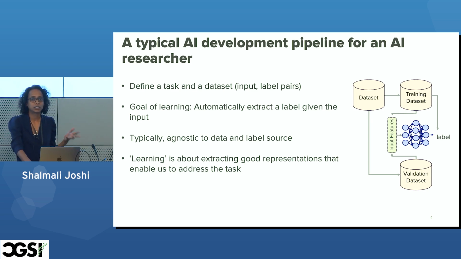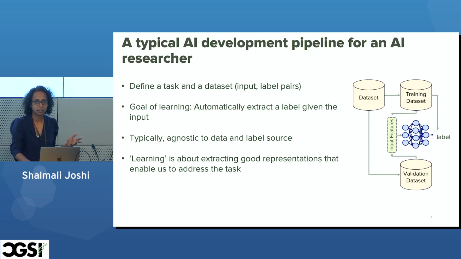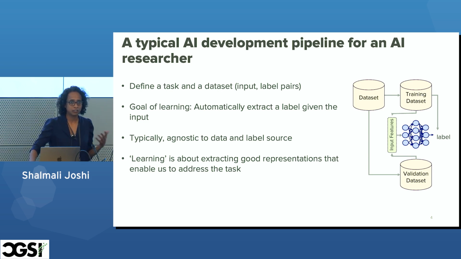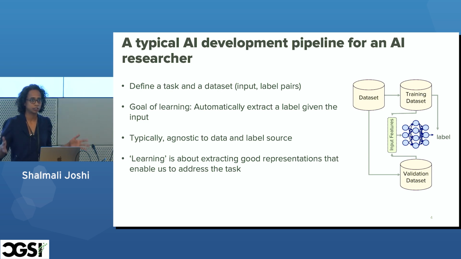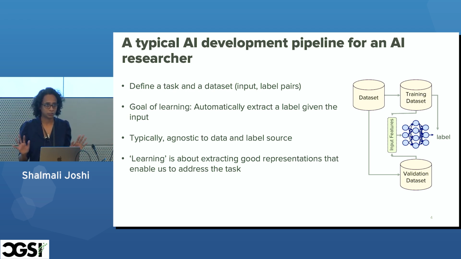And then the goal of learning using any kind of learning technology is to be able to automatically extract those labels given the input. If you're looking at generative AI, then you have some joint distribution over the input that you're trying to model and then sample from. Today, we're going to stick to supervised learning. Most of us, coming from the machine learning world, are usually agnostic to this data and label source. And then we create our cool methods, and then we try to apply them to the data and then see what happens to the performance.